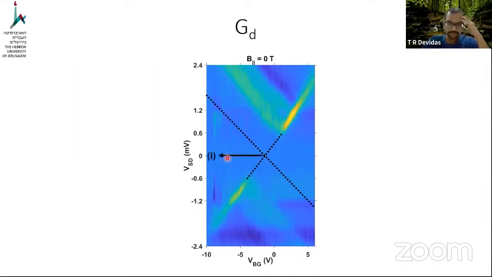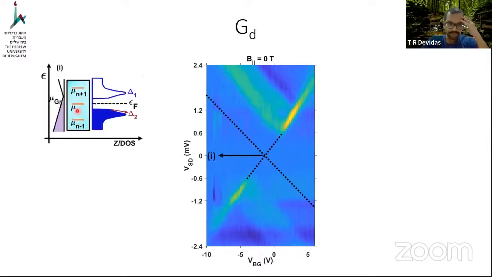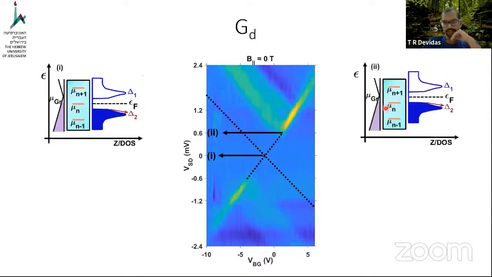The region marked 1 corresponds to the region where the quantum dot's energy is resonant with both graphene and the Fermi energy of the superconductor. Since there are no states available for tunneling into, you don't have any tunneling current here. As you move to a value of 0.6 millivolt, we see that here the chemical potential of the dot of this specific state is resonant with the second gap, the inner gap, of the NbSe2 superconductor. So we have onset of tunneling current.